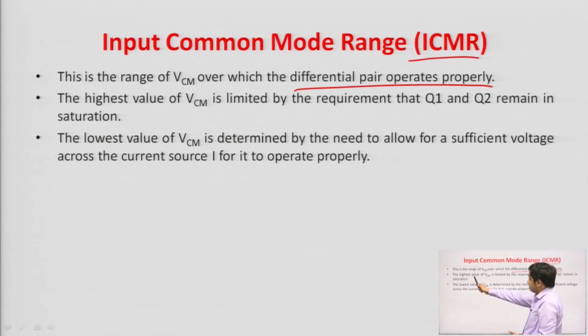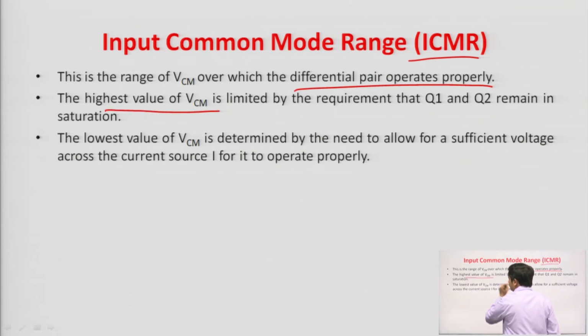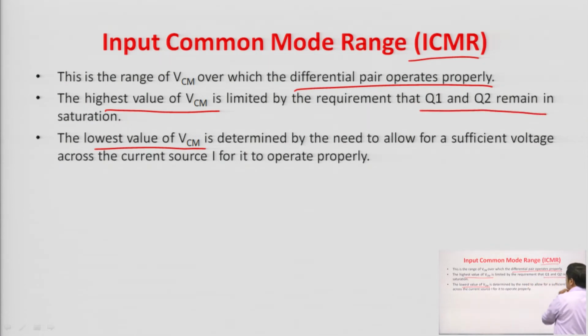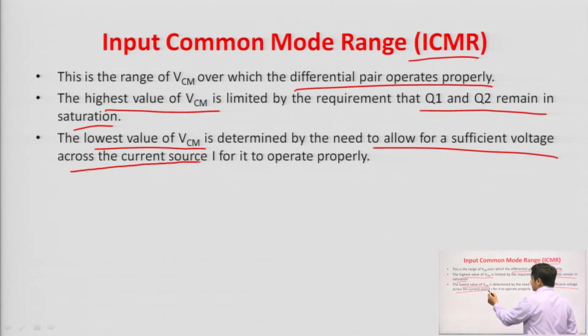So, we can find out the range of VCM, the highest value of VCM and the lowest value of VCM. The highest value of VCM is limited by the requirement that Q1 and Q2 transistors remain in saturation, and from there we can find out the highest value of VCM. The lowest value of VCM is determined by the need to allow for a sufficient voltage across the current source I for it to operate properly.